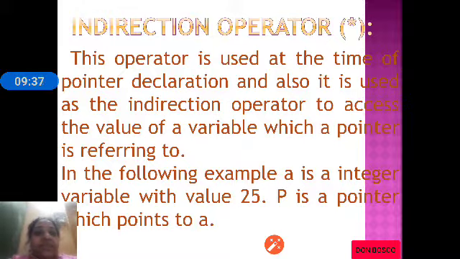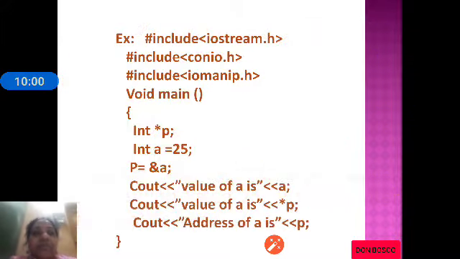For example, a is an integer variable with value 25. p is a pointer which points to a. That means the address of a is stored in p. It is possible to access the value stored in a using the pointer. So the indirection operator will help us to do that.